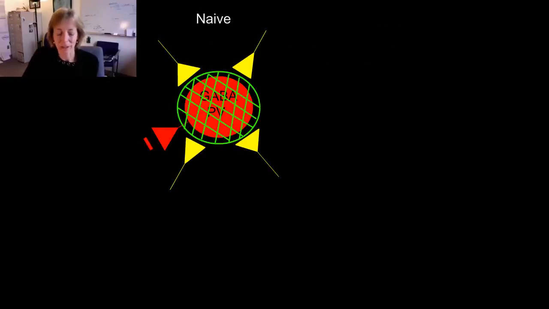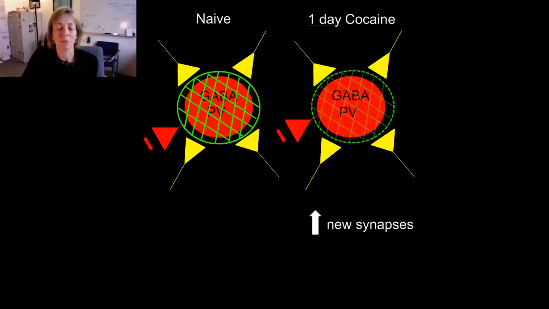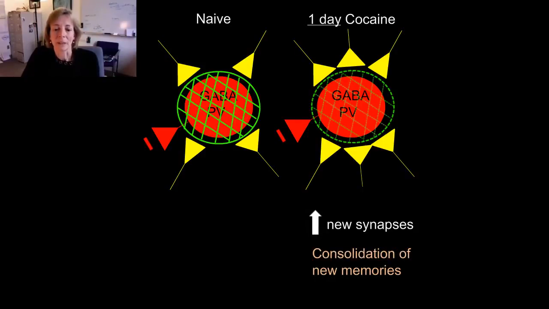So what we find in summary of these studies is that in naive animals, we see a certain thickness or certain intensity of the net. In animals that receive 1 day of cocaine, we see a decrease, and so I've shown this as a decrease in the net here. And we believe that this decrease in intensity could allow for new synapse formation. As I mentioned early on, the structure of the net appears to prevent new synapse formation. So if you make that net thinner, you perhaps allow new synaptic inputs to come in, and therefore potentially consolidation of new memories, in this case, cocaine memory.